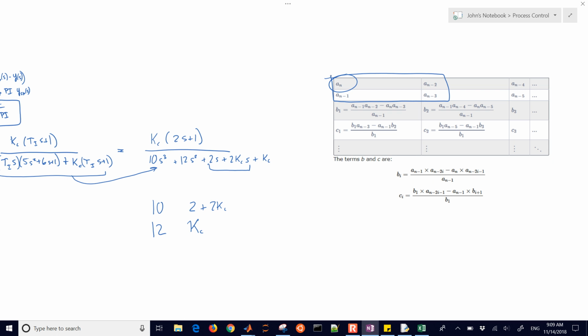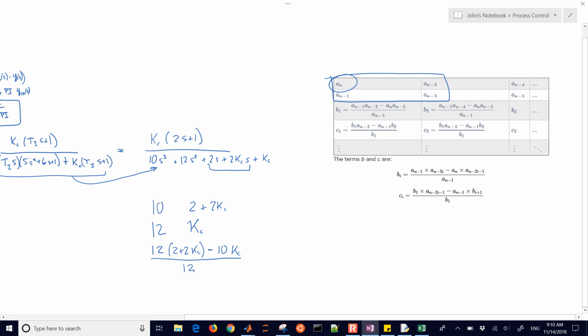B1 is just going to be a_(n-1) times a_(n-2) minus a_n times a_(n-3), divided by a_(n-1). Okay, so let's go ahead and compute this. We got to be a little bit careful here or I'm going to mess it up. Okay, a_(n-1) is the 12. It's going to be 12 times a_(n-2), which is going to be 2 times 2Kc, and then minus a_n, which is 10, times a_(n-3), which is going to be Kc, and then I divide that by a_(n-1), which is going to be equal to 12.